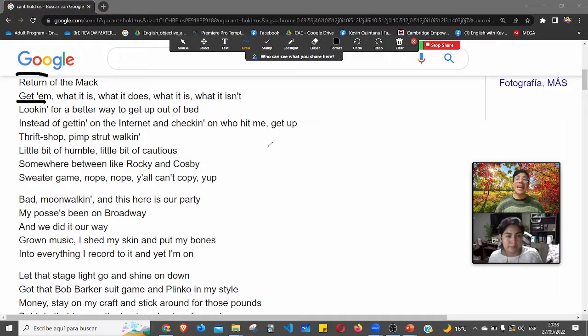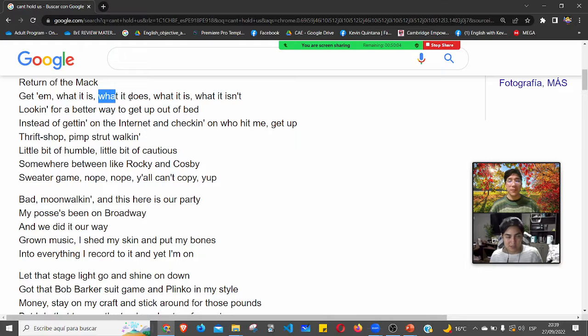Then we have, how do we pronounce this one? Get 'em. What about this one? What it is? Remember that we say it is. What it is. But then we have the second one.